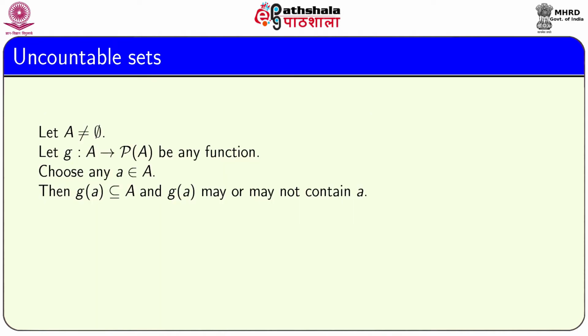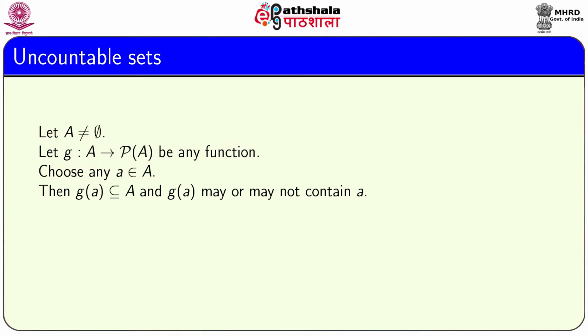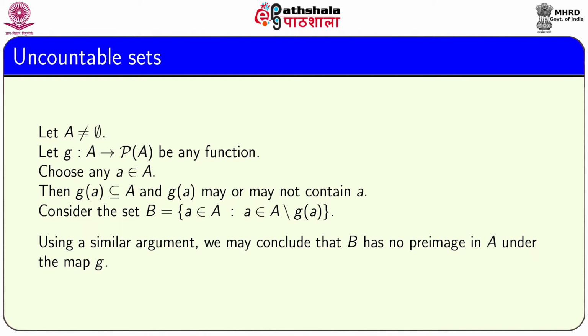Let A not equal to phi. Let G from A to power set of A be any function. Choose any point a from capital A, then G a is a subset of capital A and G a may or may not contain a. We consider the set B as those points of capital A which are lying outside G a. Using a similar argument, we may then conclude that B has no pre-image in A under the map G.